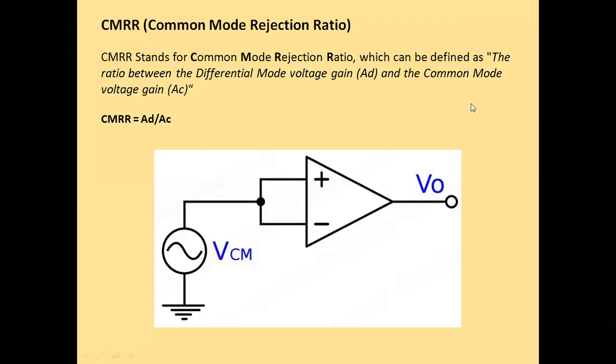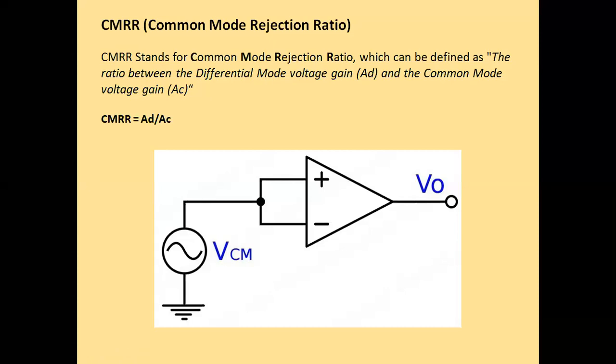So in the last class, we discussed the operational amplifier, the block diagram of the operational amplifier, followed by the symbol of the operational amplifier and the pin configuration of the operational amplifier.